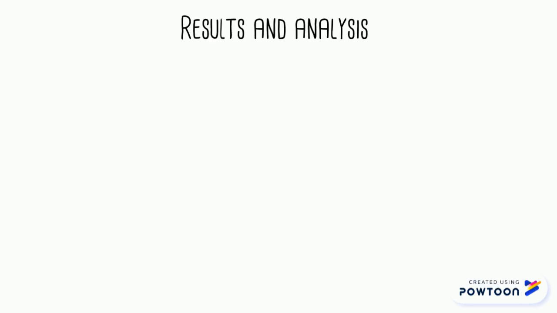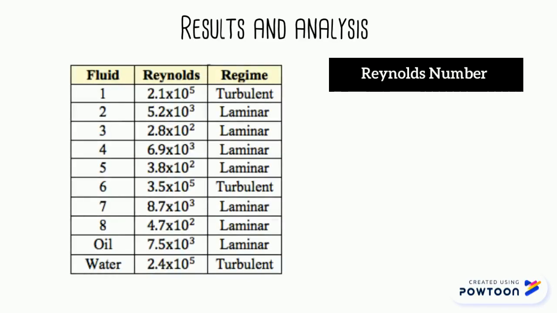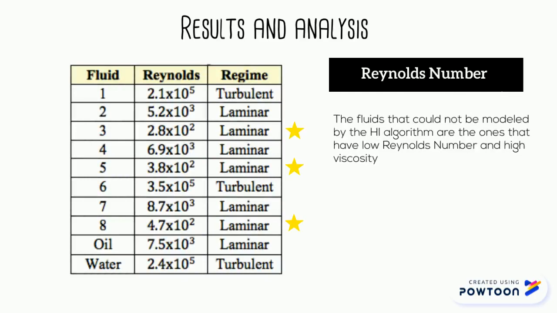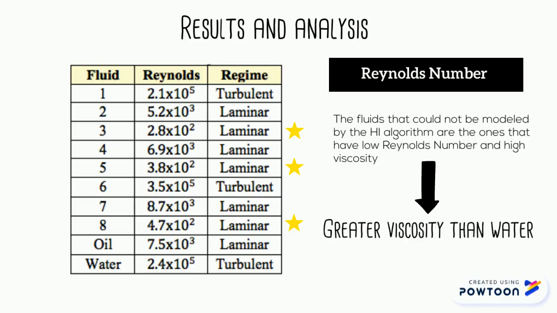On the other hand, Reynolds numbers for each fluid are shown below. As can be seen, those fluids that could not be modeled by the Hydraulic Institute algorithm are those that have the lowest Reynolds and highest viscosities. So it seems that although this algorithm is proposed for fluids with viscosity values higher than water, it may not be accurate for fluids whose viscosity is considerably greater than that of water.